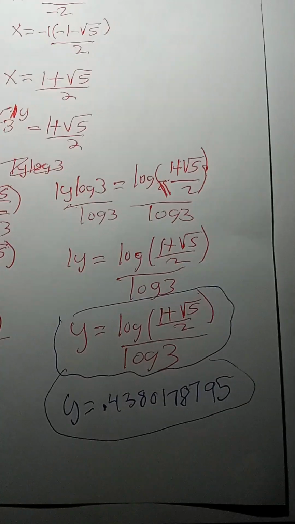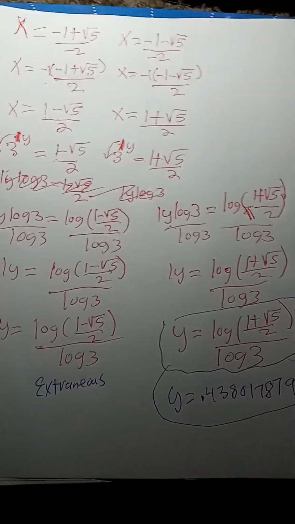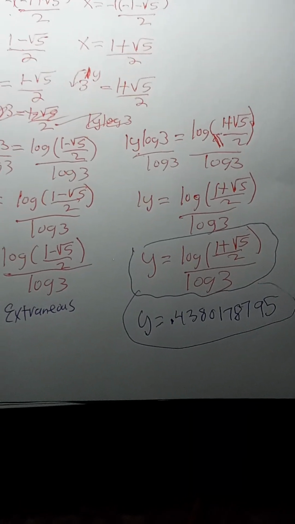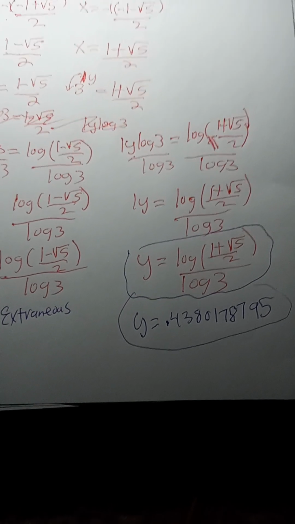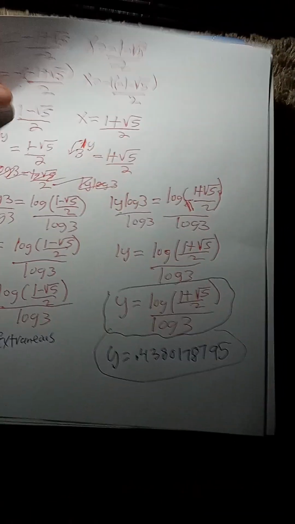So the only real solution is y equals log of 1 plus square root of 5 divided by 2 divided by log 3, and that is equivalent to 0.43801788795. I know that was a bit lengthy, so we'll start showing the pages from page 1 until page 3.